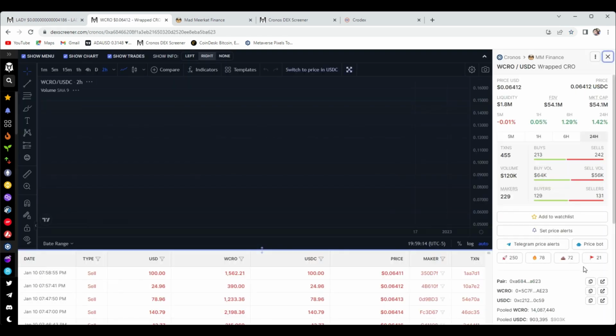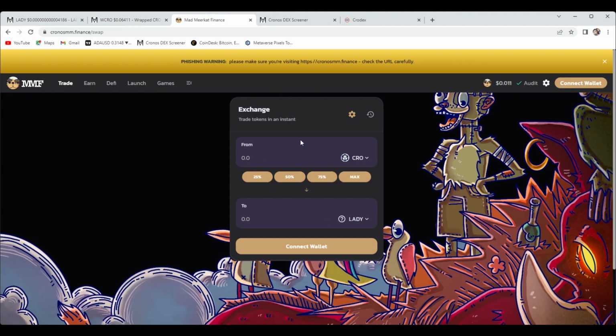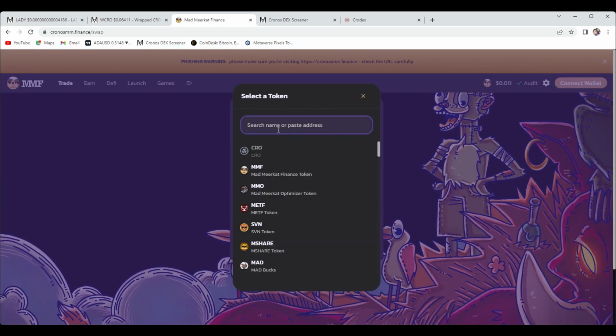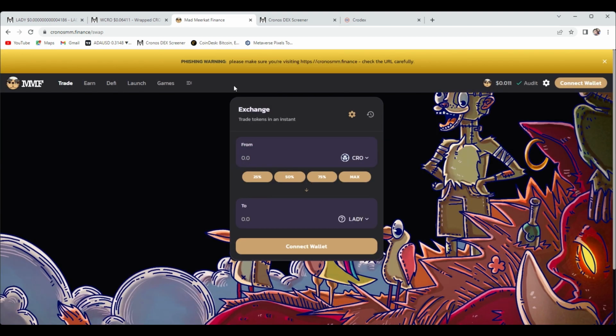Remember, what you're going to do is you're going to go and find that copy address that's going to be down there. You're going to copy that address and then go into your swap. And once you have your swap, you're going to be swapping your CRO, and you pick whatever coin that you're going to be swapping over, and you're going to paste it in here. This is wrapped CRO, so it's already in there, obviously. But that's basically what it is. I'm going to leave it there.